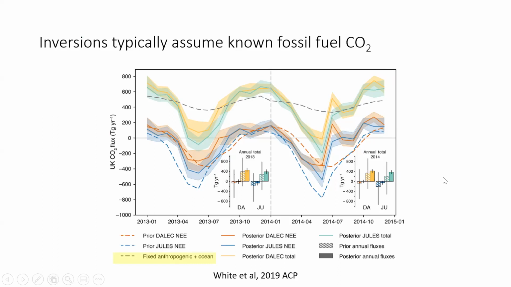You can understand this approach because we have much more uncertainty in the biospheric terms, and we think we're much more certain about the fossil fuel emissions. So that's why we generally take this approach. But what that means is we can't actually look at whether these fossil fuel emissions are right or not.